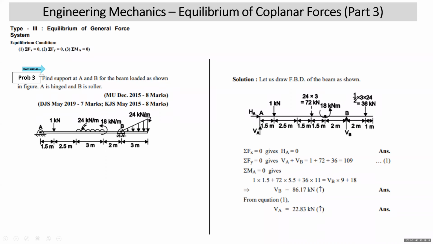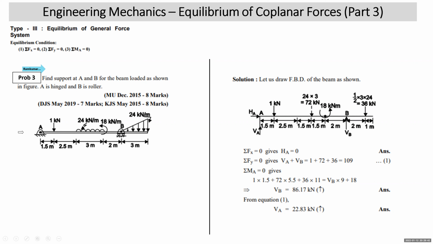Next, third sum. Find the support reactions at A and B. A is a hinge support, B is a roller support. We have to find support reactions at A and B. Of course, we'll draw the free body diagram of the beam. Normally in beam reaction type of sums, we need to draw the free body diagram of the beam, and you can draw the line diagram.